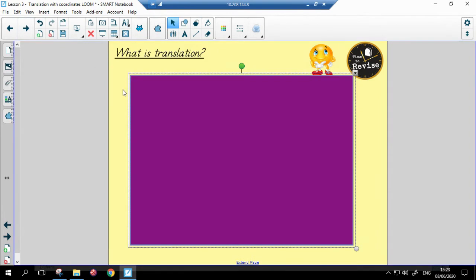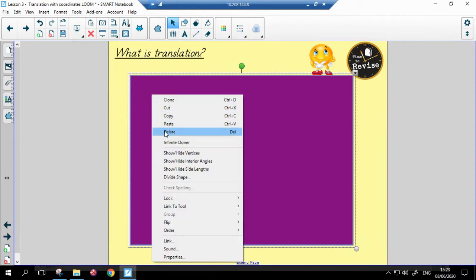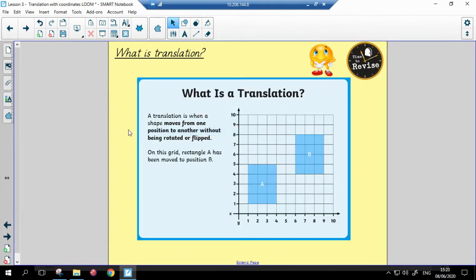So, can you remember what translation is? Have a quick think and then move on with the video. So translation is when a shape moves from one position to another without being rotated or flipped. And you can see shape A has been moved into position B.